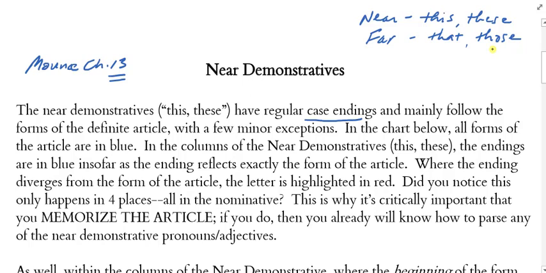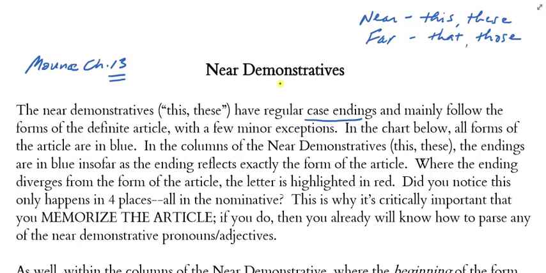So we're going to tackle the near demonstratives of Greek first. And again, this is Mounce chapter 13. So if you don't have your textbook open, go to page 106, 107 to get to that part of the lesson. Now, the near demonstratives have regular case endings.